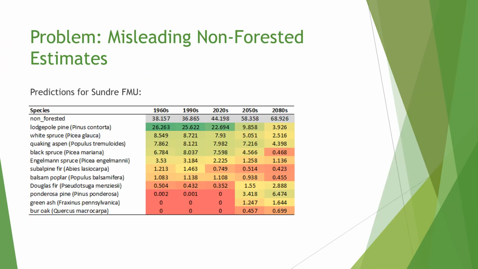However, we have identified a few issues with our tool. One of these is some misleading non-forested estimates. So here we see the predictions for the Sundry Forestry Management Unit as an example. And here we're predicting a 30% increase in non-forested area by the 2080s from our baseline, which under most circumstances would be pretty alarming if you're a forester.